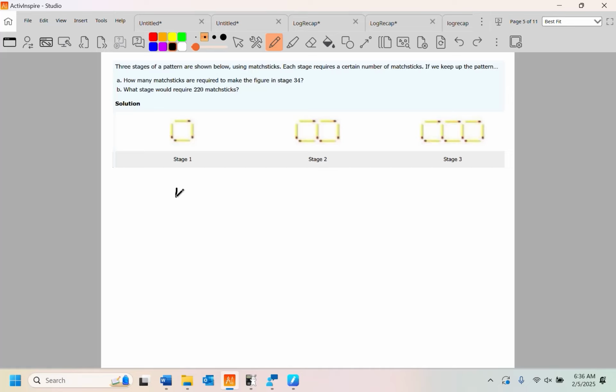So let's see what we got here. We got 4, 7, right? 1, 2, 3, 4, 5, 6, 7, and then 10. We have a difference of 3. We're adding 3 as we move left to right.